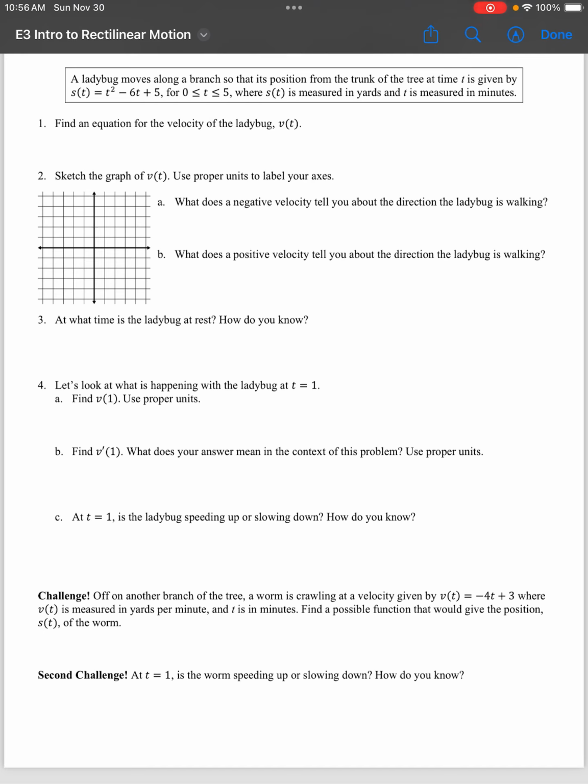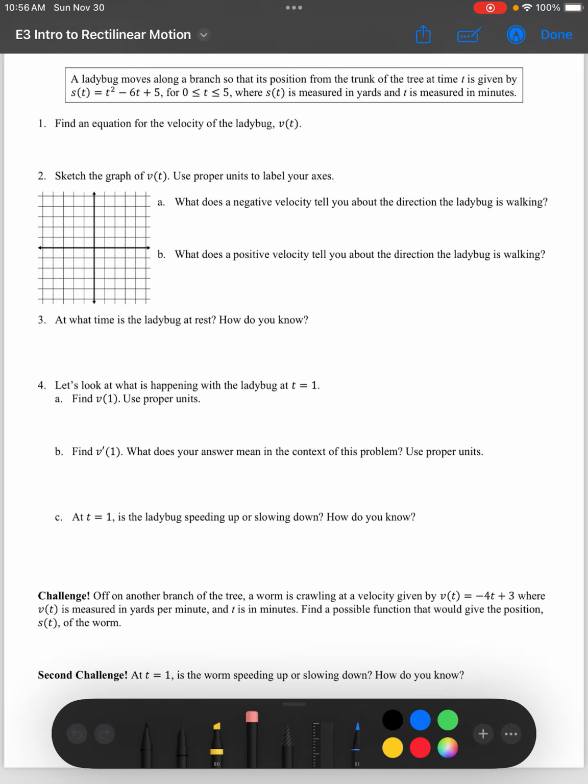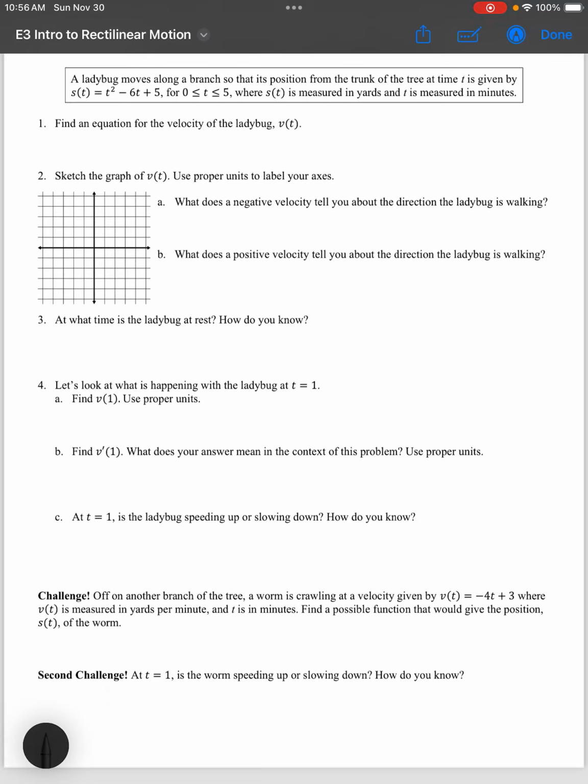So the first question is asking us to find an equation for the velocity of the ladybug. This is fairly simple because velocity is just the derivative of the position function. So we just take the derivative of s. So s prime of t is equal to the velocity is equal to 2t minus 6. So this is our velocity function.